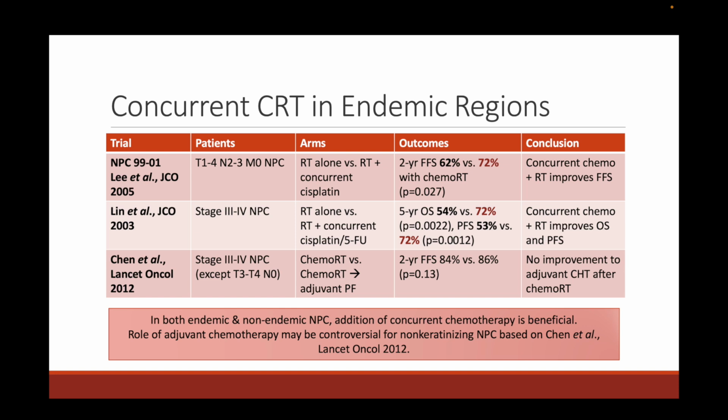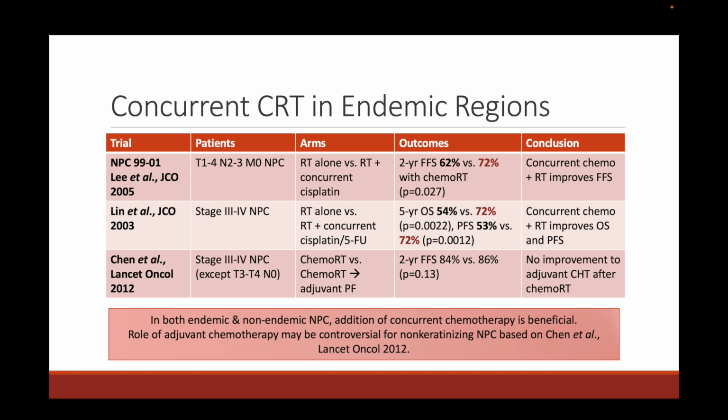Both of these trials took pretty much stage 3 to 4 patients, and they randomized them to either radiation alone or radiation with concurrent chemotherapy. Both of these trials were positive, and they showed a significant improvement in the progression-free survival with the addition of concurrent chemo to radiation alone. The second trial actually showed a significant overall survival benefit as well.